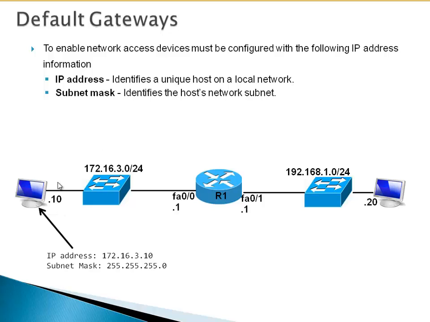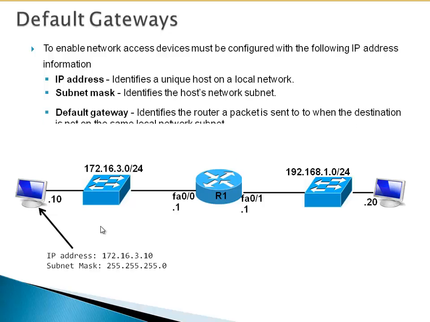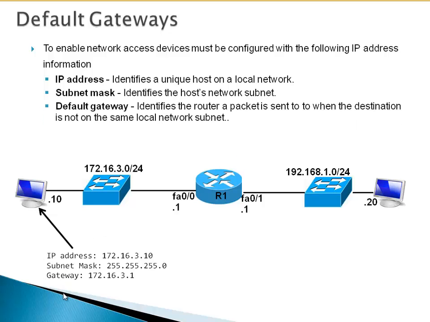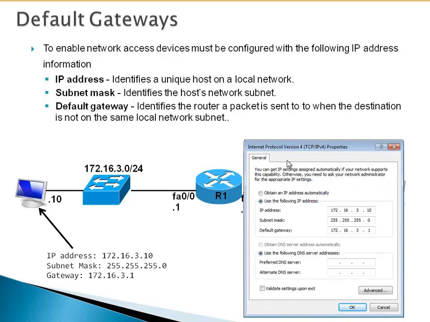But if this PC wants to communicate with the PC on the right, it needs a gateway, because that PC on the right is on a remote, different network. So if the PC wants to send any information outside its local network, it needs a default gateway. The default gateway for this PC is this interface here on Router 1. So we have to give it 172.16.3.1. That's the default gateway. Now, to configure that, you will go to the control panel and start giving this information.